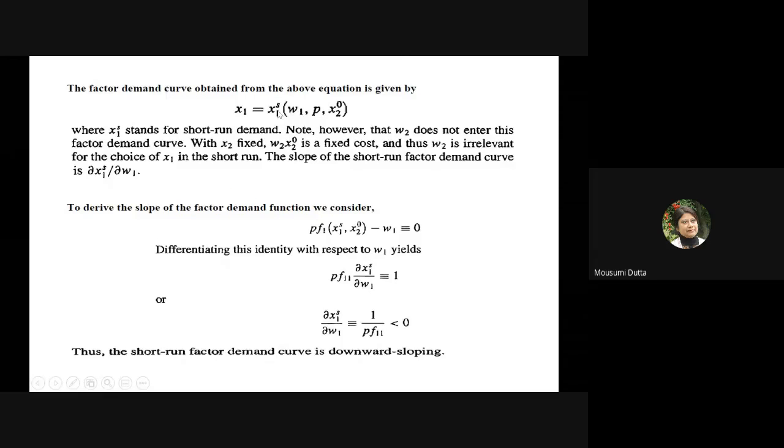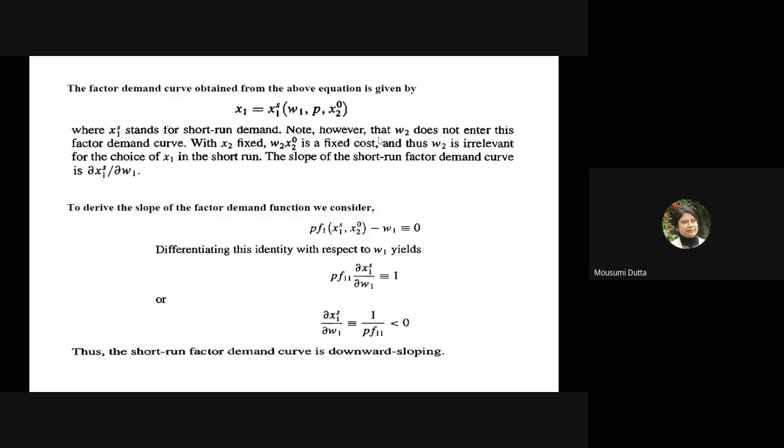Now for the previous analysis, I used the notation star. So here to differentiate the short run and the long run, I am bringing the notation S. So x1S is the short run factor demand, and this is a function of w1, p, and x2 naught.